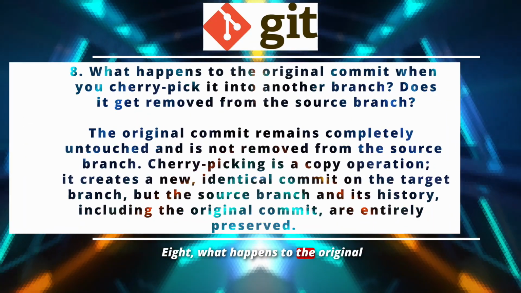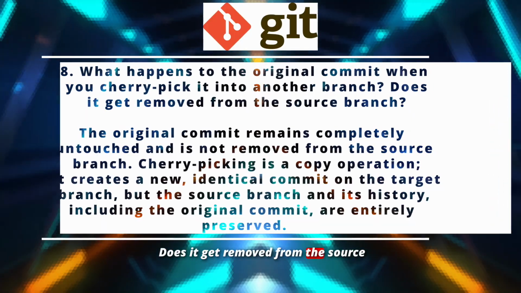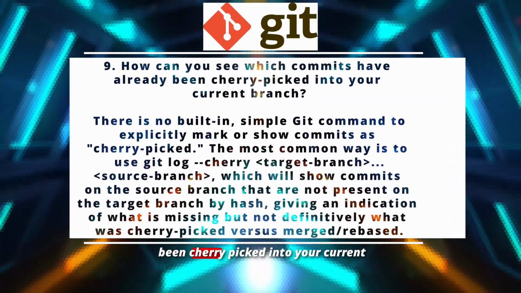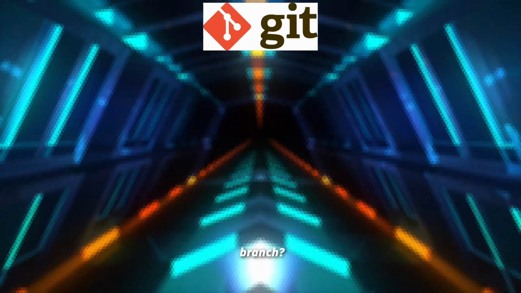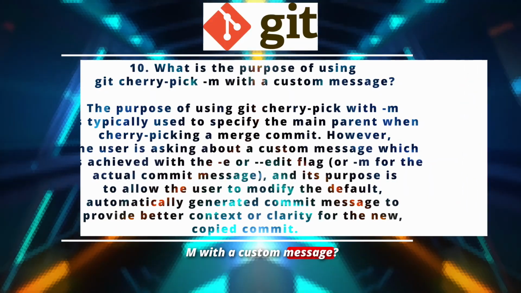8. What happens to the original commit when you cherry-pick it into another branch? Does it get removed from the source branch? 9. How can you see which commits have already been cherry-picked into your current branch? 10. What is the purpose of using git cherry-pick -m with a custom message?